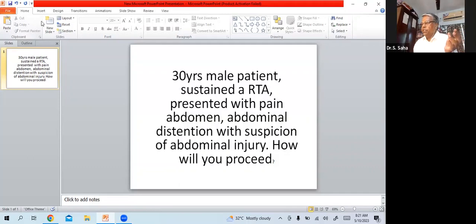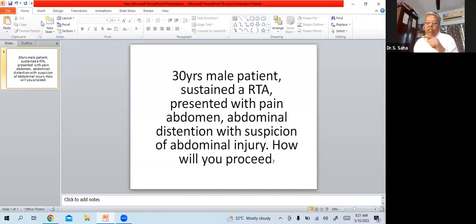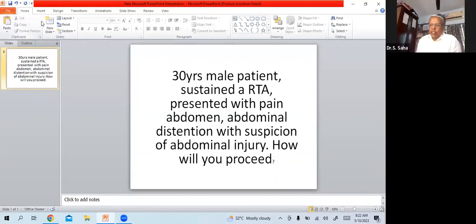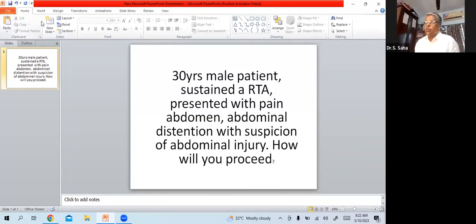So you have got a CT scan done. What do you expect in a CT scan of this patient? Sir, in this patient, there is a chance there will be an injury to the liver. You can expect certain injuries to the liver. Right? Fine. Now, I would request you to let us know what are the different injuries to the liver?